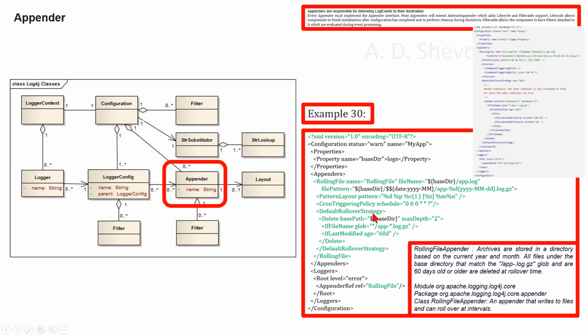If the file pattern ends with .gz, .zip, .bz2, .deflate, .pack200 or .xz, the resulting archive will be compressed using the compression scheme that matches the suffix. The formats bzip2, deflate, pack200 and xz require Apache Commons Compress. In addition, xz requires XZ for Java. The pattern may also contain lookup references that can be resolved at runtime, as shown in this example.